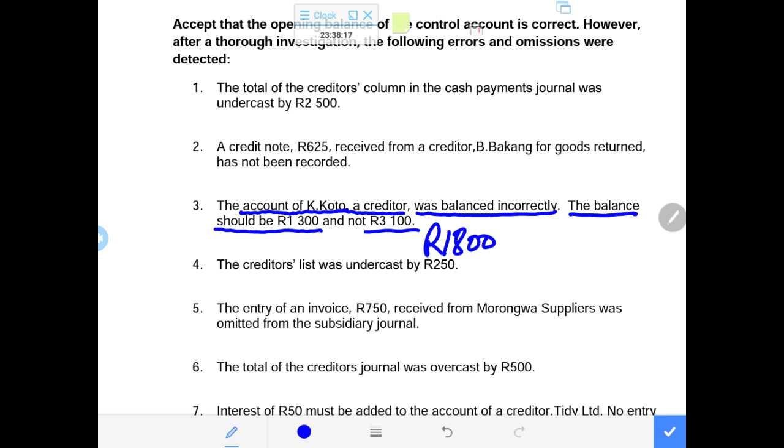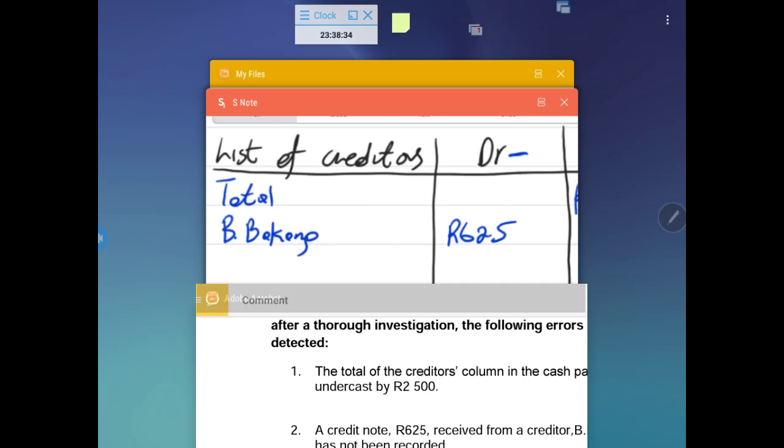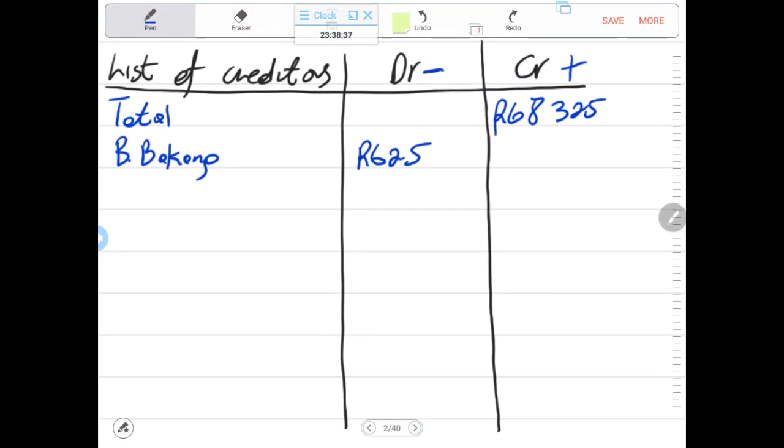So that means on the credit side, they recorded 3,100 instead of recording 1,300. So we need to reduce the 3,100 by 1,800. And for us to reduce the credit side, we must record 1,800 on the debit side. So that is why the 1,800 of this creditor, K. Koto, will be on the debit side.